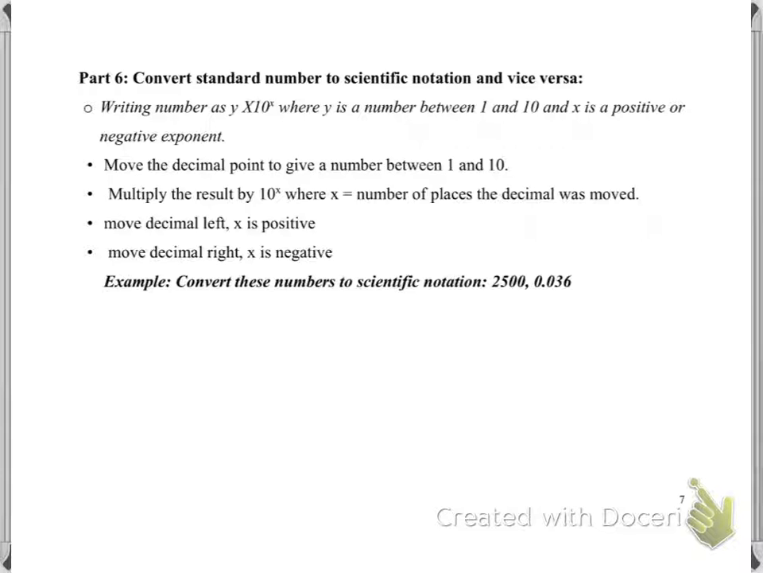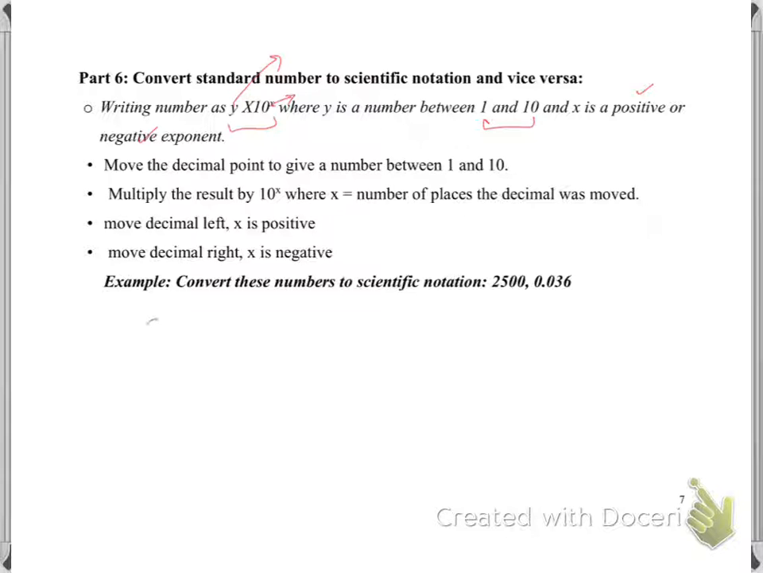Next topic is scientific notation. In science, sometimes we use very large or very small numbers. To write numbers that contain many leading zeros or many trailing zeros, we use the method which we call scientific notation. In scientific notation, a number is written as y times 10 to the x, where y is a number between 1 and 10, and this x, the exponent, can be positive or negative.